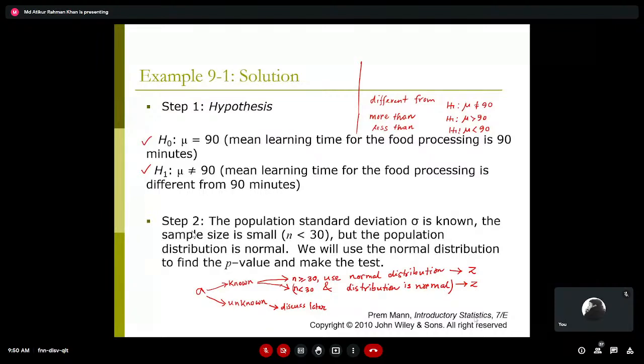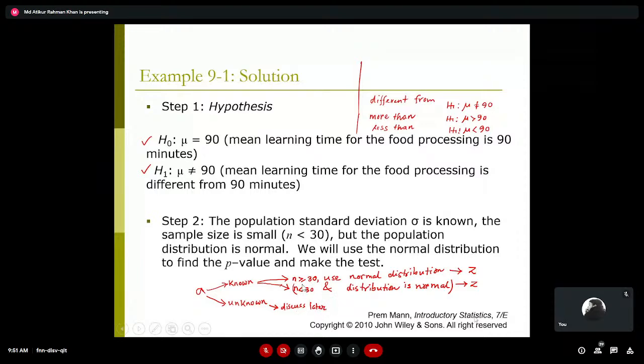To identify the distribution of the test, we use this kind of flowchart. If sigma is known, then we follow either of these two options. If N is greater than or equal to 30, then we use the normal distribution and calculate the Z statistic. If sigma is known, but N is less than 30 and the distribution is normal, and both conditions are satisfied, then we can use the normal distribution and the Z statistic. When sigma is unknown, we will discuss that later.